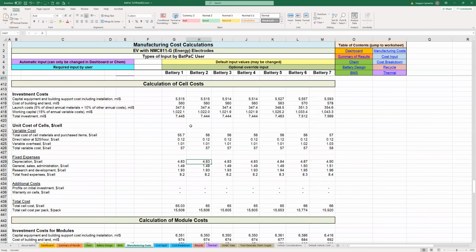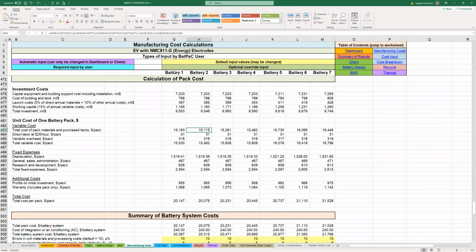Calculation of pack costs for the 7 batteries. The fixed costs are these. This is for battery 1. And if we want to get a true fixed cost, it's this number per pack times 500,000. That would be the fixed cost for 1 year.